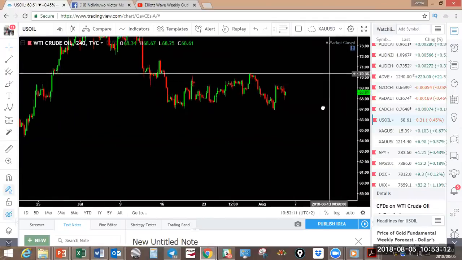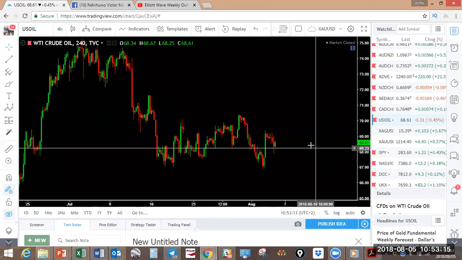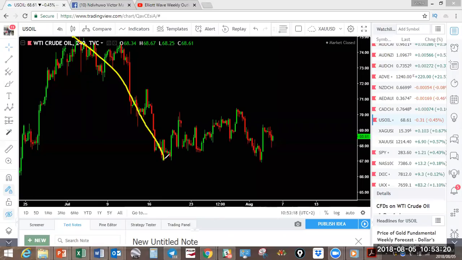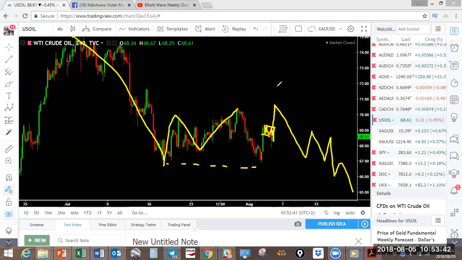Let's go 4-hour and understand that correction and see what we are getting. Okay. So you can see the corrective structure that we forecasted spot on. 1, 2, 3, 4, 5, we got to the downside. A, B, C correction, and then you get this move to the downside. Okay, now you can see that it has retested that level and made a pulsing move to the upside.